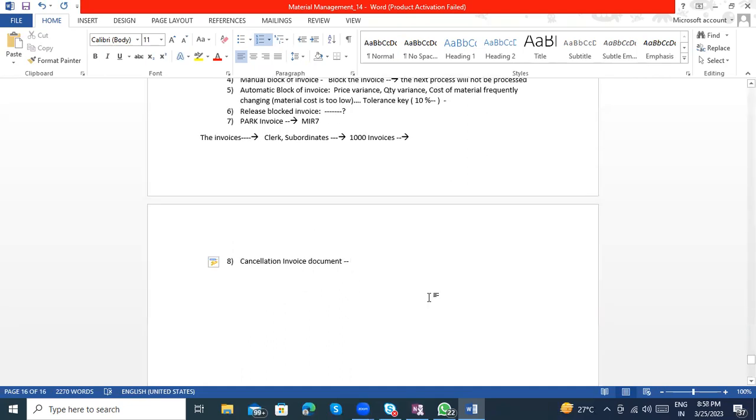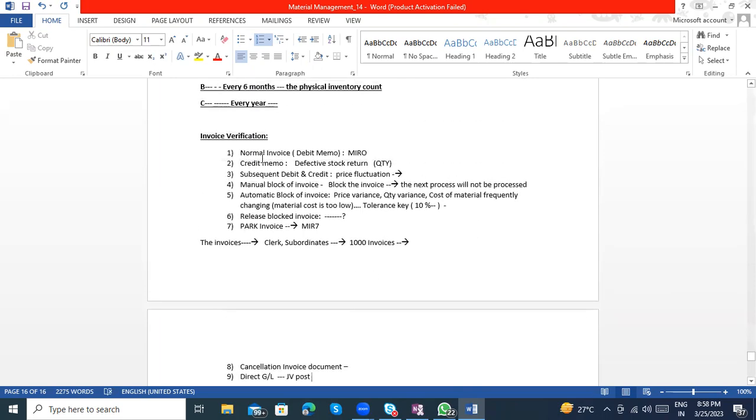Okay. And there is one more: direct GL account posting. This is at FI level, but we will not do it. Generally they say direct JV post. If you remember, JV post is nothing but directly posting into the GL account. What happens if I post the invoice? There is some debit and credit. If I post the credit memo, there is a debit and credit, and a subsequent debit and credit. Some debit and credit will be posted to the GL account.